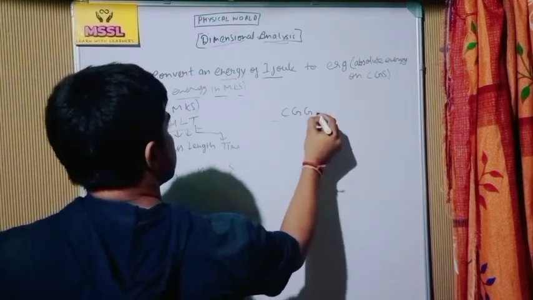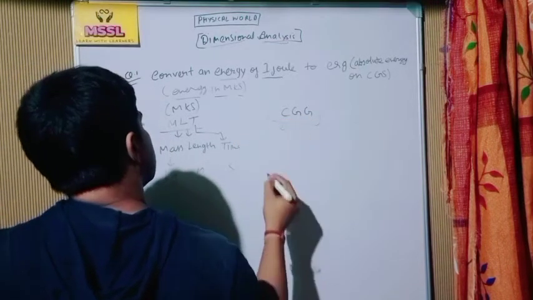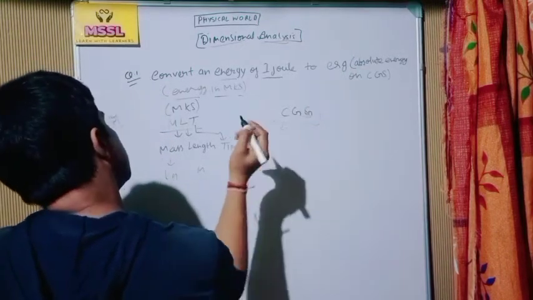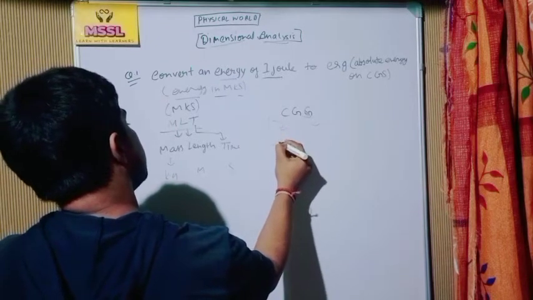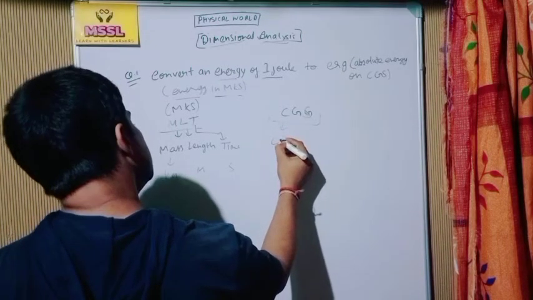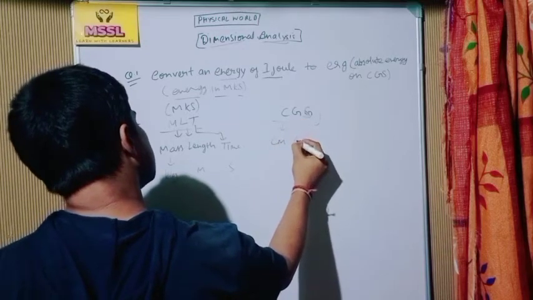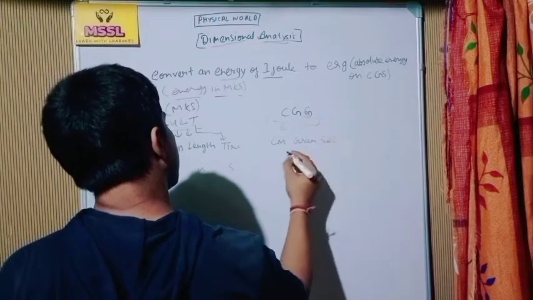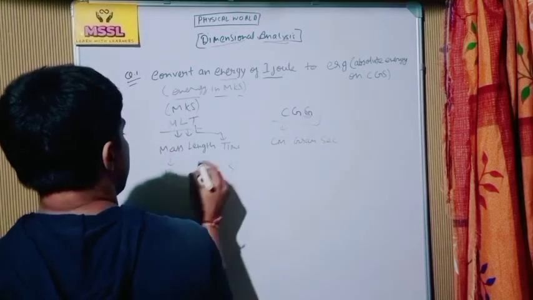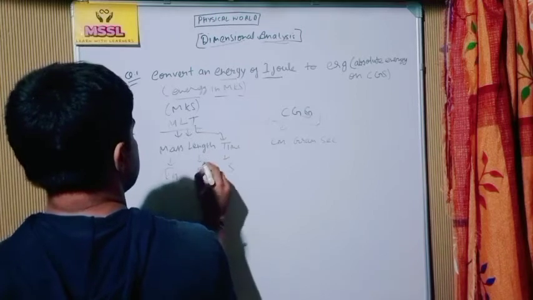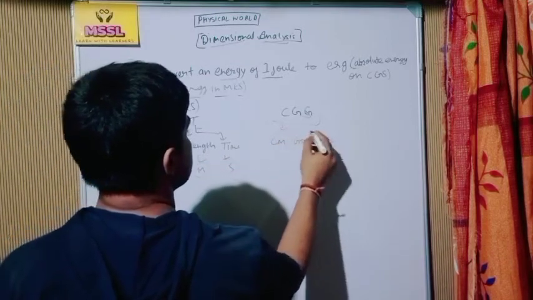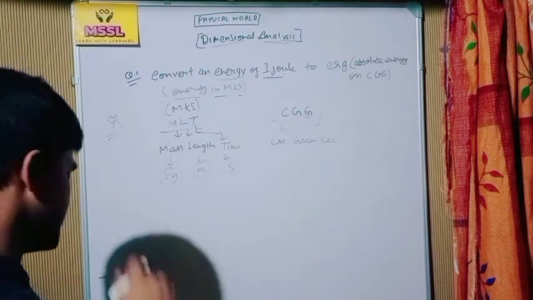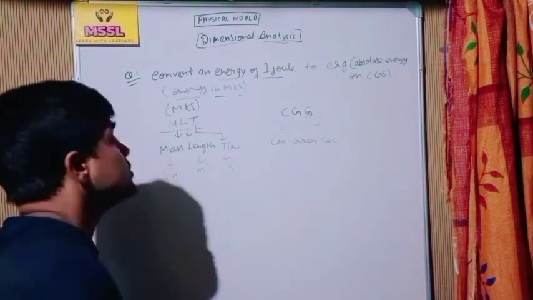Similarly, if we talk about CGS, here also you can see the centimeter, gram, and second. And in this we will see kg, meter, second, and centimeter, gram, second. So this is how we will see it.